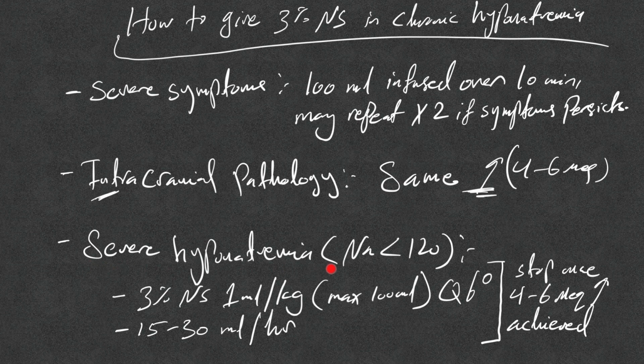Now, in severe hyponatremia, if the sodium is less than 120, if severely symptomatic, we use this protocol here until the symptoms improve. As I said, you can repeat times 2. Now, to achieve the 4 to 6 milliequivalent, if it's not achieved by 3 doses, we use this. And we use this also if asymptomatic.